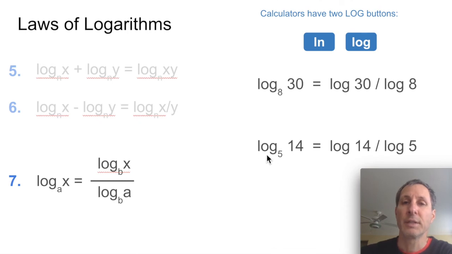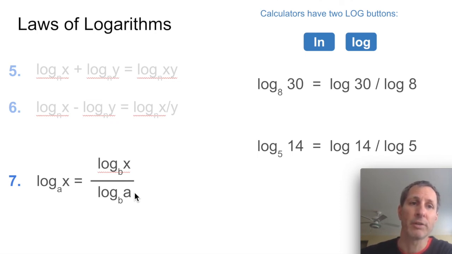Same here. Second example, log base 5 of 14. Well, we can't put that into the calculator like that. Instead, what we put in the calculator is log 14 divided by log 5. And the calculator is going to use a base 10 here and a base 10 here to calculate that, and it's going to give us the right answer. So this change of base is pretty handy, especially when you're using a calculator.